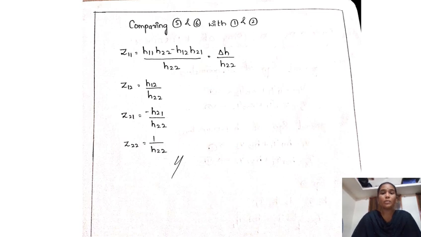Now comparing equations 5 and 6 with 1 and 2, that gives the Z parameters in terms of H parameters. That is Z11 equals H11 H22 minus H12 H21 by H22, that is also known as delta H by H22. Now Z12 equals H12 by H22, Z21 equals minus H21 by H22, Z22 equals 1 by H22.